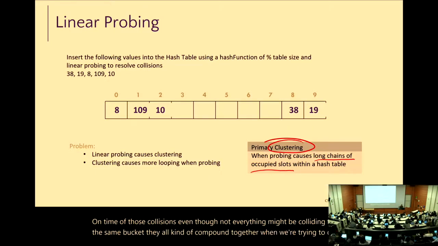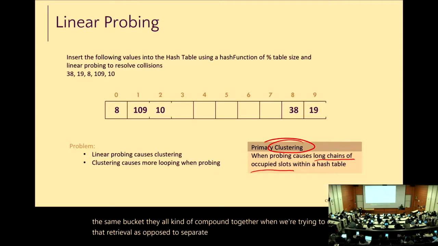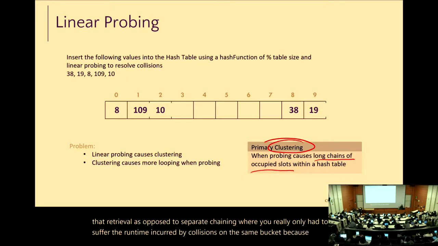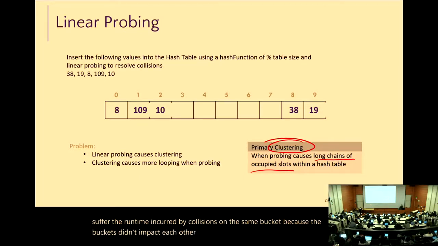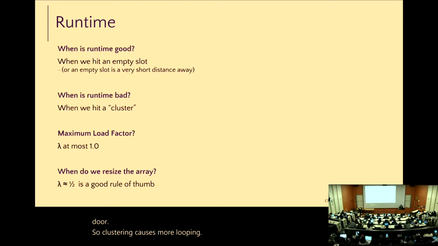As opposed to separate chaining, where you really only had to suffer the runtime incurred by the collisions on the same bucket, because the buckets didn't impact each other. Linear probing has that little weirdness, right? Where clusters here might impact the runtime of a natural hash next door. So clustering causes more looping. So this is our runtime analysis and review of linear probing.